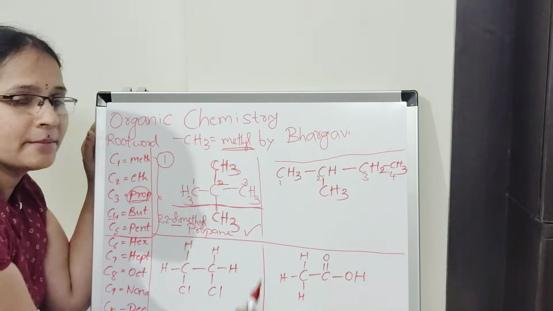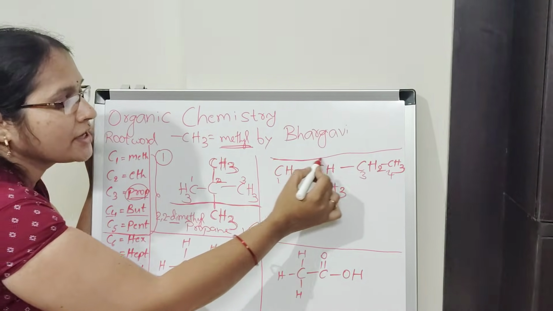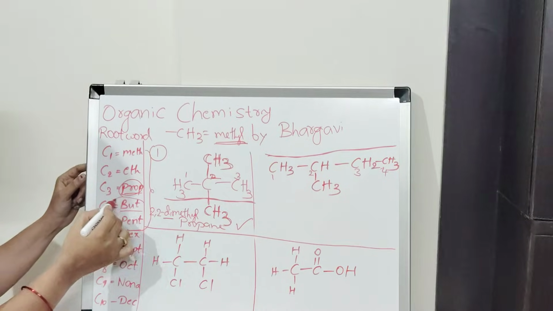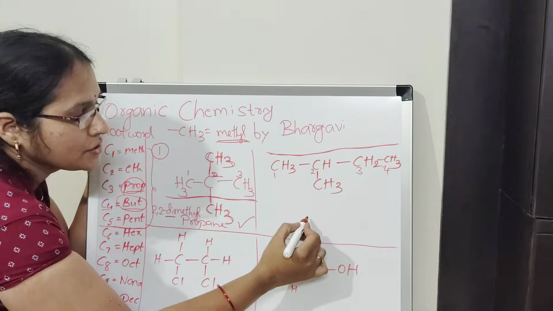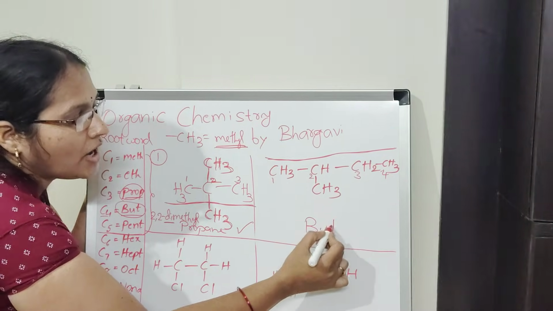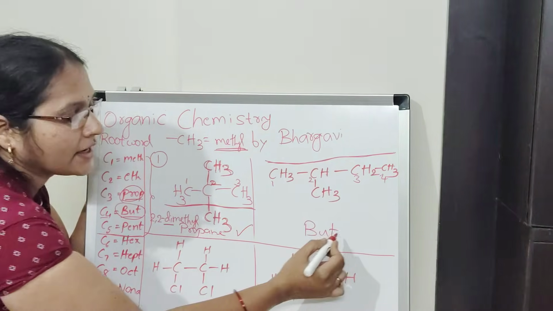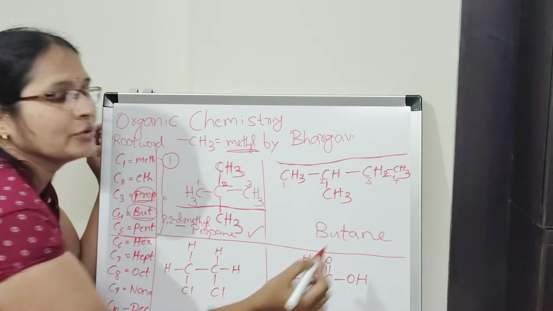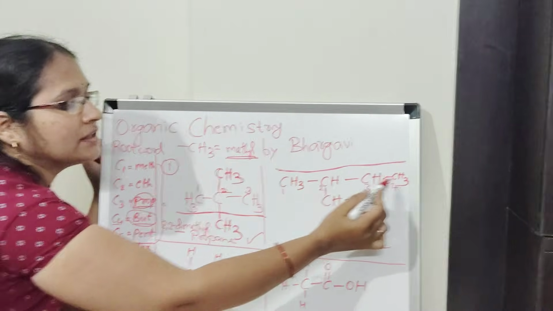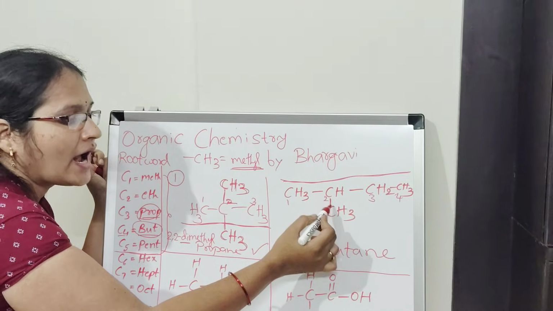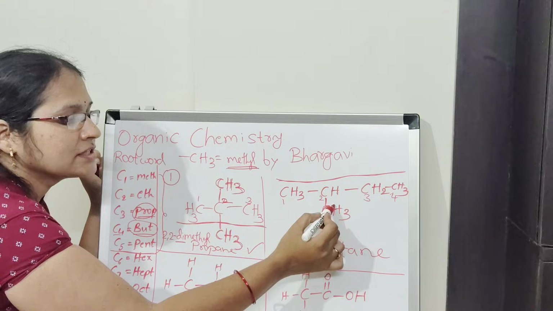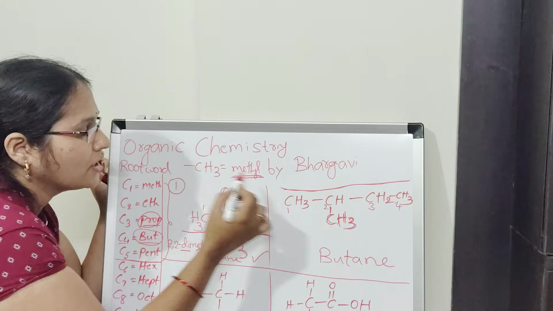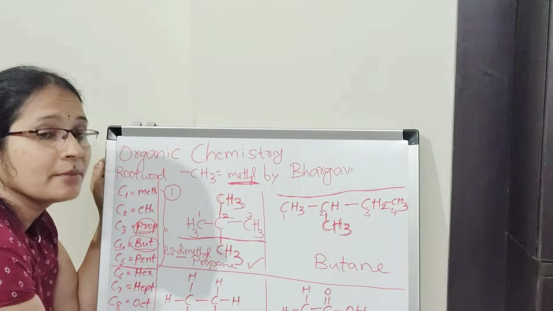Here you have 4 carbon chain. For a 4 carbon chain, what is the root word we have to use? Bute. And in the compound, all are single bonds. So again the name ends with the sound ane, butane. And other than the parent chain, you have at second position a CH3 group attached. For CH3 group we call methyl.